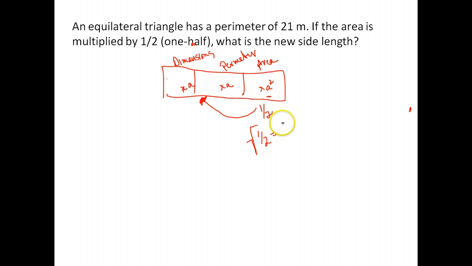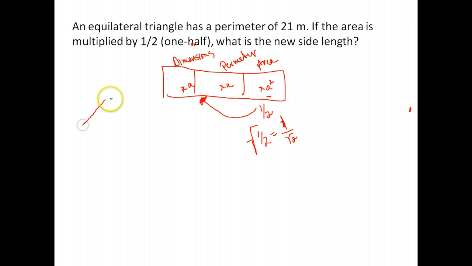Well, when you do the square root of 1/2, you get 1 over the square root of 2, because the square root of 1 is 1 on the top, and the square root of 2 is just the square root of 2. And we leave it kind of looking like that. They want to know what's the side length.